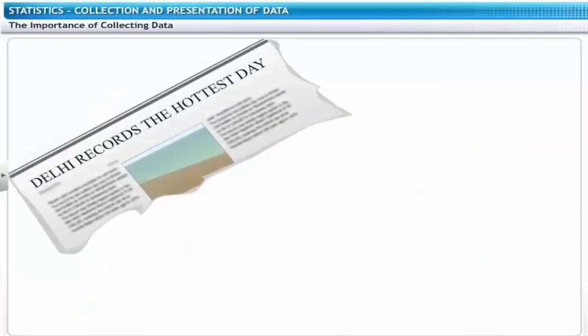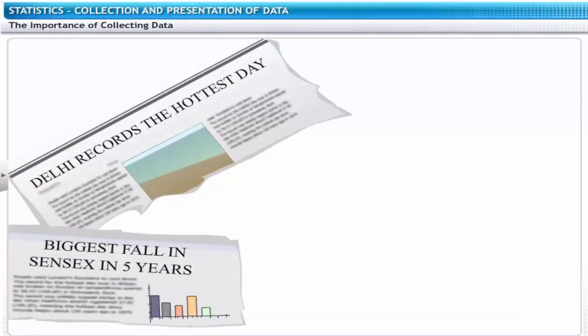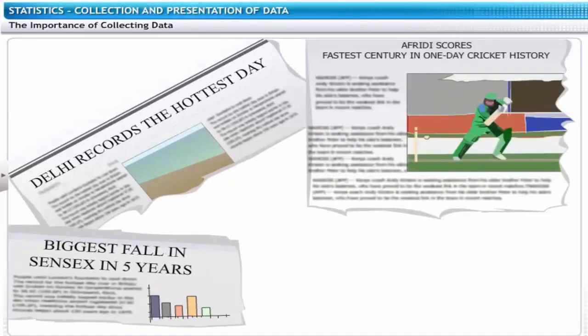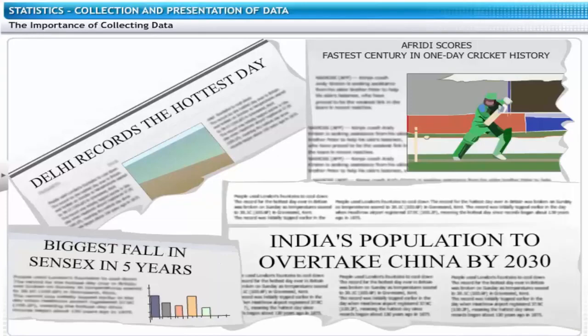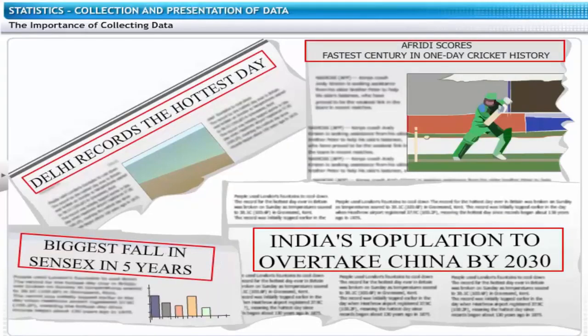Delhi records hottest day in 20 years. Biggest fall in Sensex in 5 years. Afridi scores the fastest century in one-day cricket history. India's population to overtake China by 2030. You must have seen these headlines in newspapers.